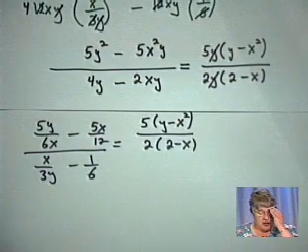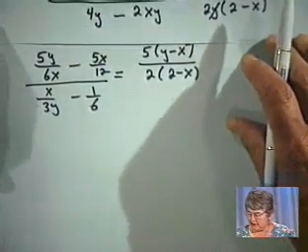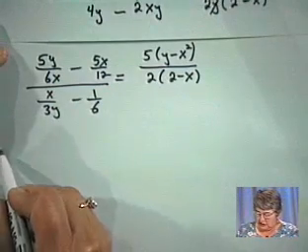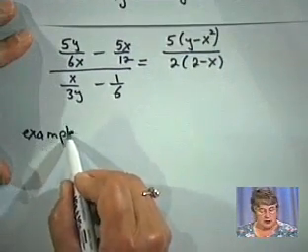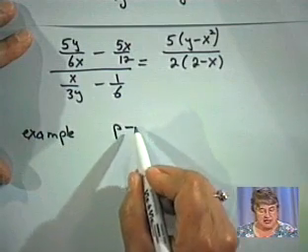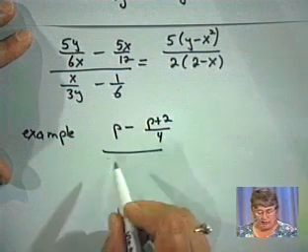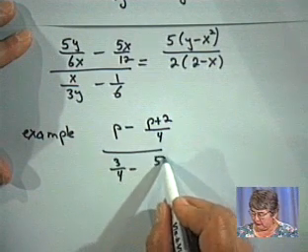Right, let's do another problem. You can choose a method of your choice, and I'll do the same. So if we have the following example, suppose we have p minus (p plus 2) over 4, divided by 3/4 minus 5 over 2p.